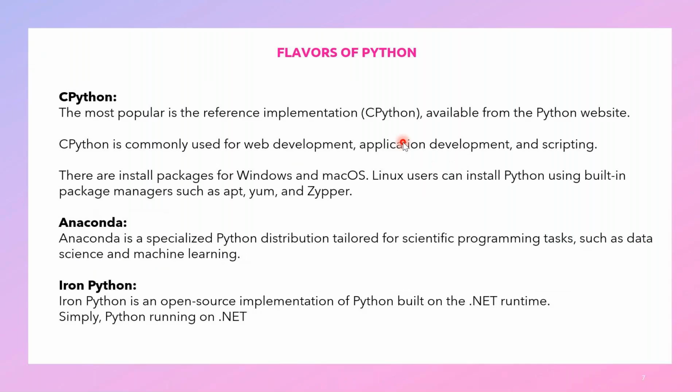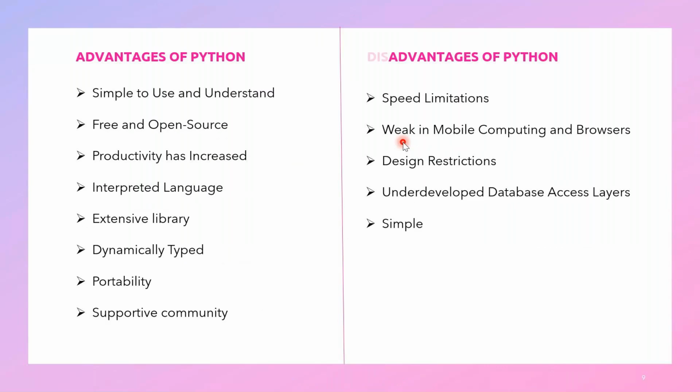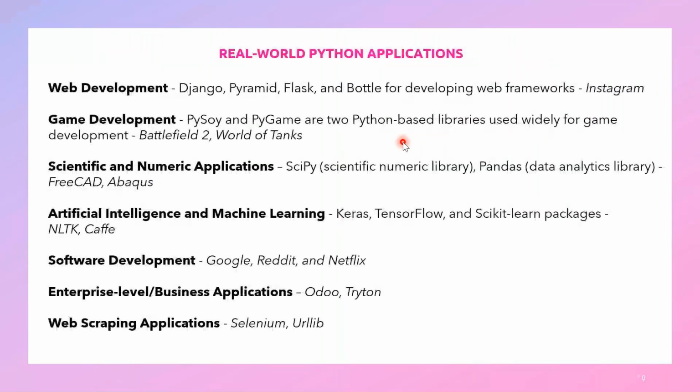So we discussed some flavors of Python, and advantages and disadvantages, and real world Python applications. So web application, Instagram using Django; game development, Battlefield 2 using PyCharm; scientific numerical applications using SciPy, Pandas; AI, ML, TensorFlow packages used in Caffe; software development, enterprise business applications, web scraping.